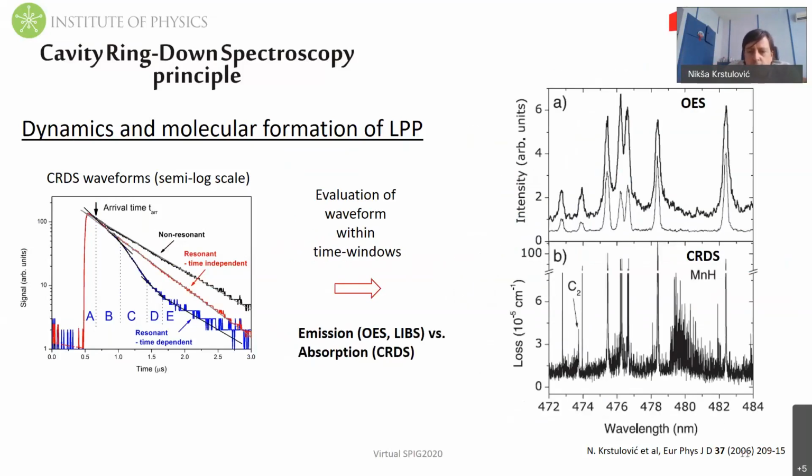This is a comparison of the cavity ring down signal and classical optical emission spectroscopy, where in classical emission spectroscopy we cannot see manganese hydrogen molecules or C2 molecules because they are not electronically excited, so they are not visible in emission. Cavity ring down is based on absorption, so we can also detect ground state features and get a more complete picture of what is going on in the plasma.